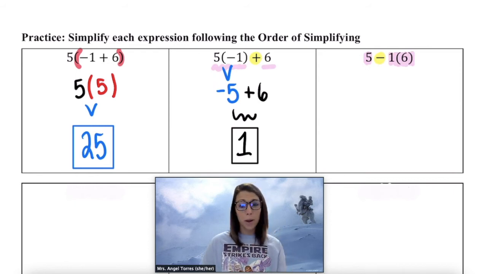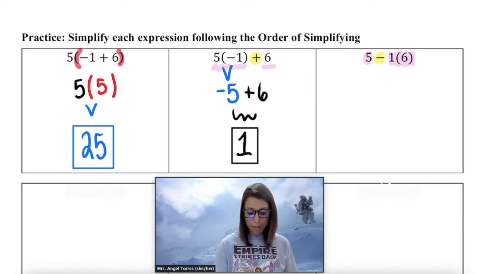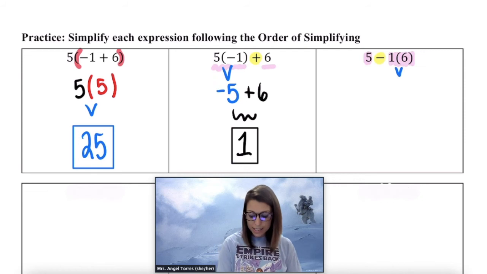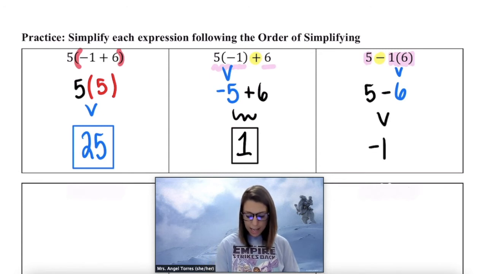So we're not taking away 1 from 5. We're taking away 1 times 6 from 5. So we're going to simplify that product first. 1 times 6 is 6. So we're actually taking away 6 from 5. 5 minus 6 is -1.